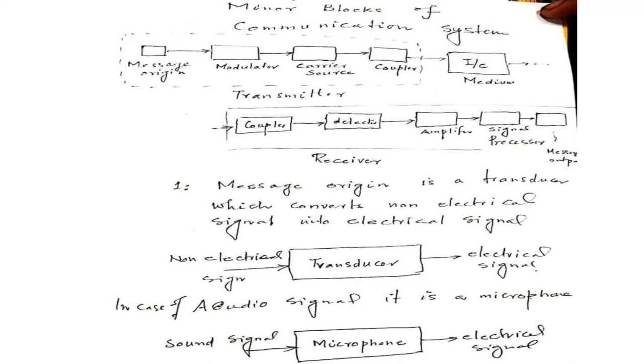We are going to discuss the minor blocks of a communication system. Previously, we discussed the major blocks of a communication system, and we know that there are three major blocks in a communication system. There is a major block for a transmitter, there is a major block for the information channel, and there is a major block for the receiver.